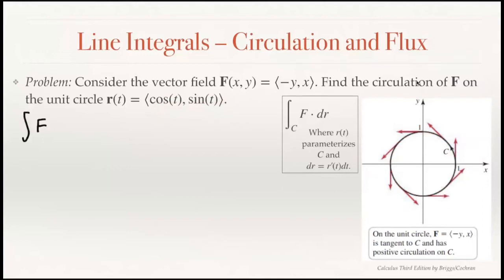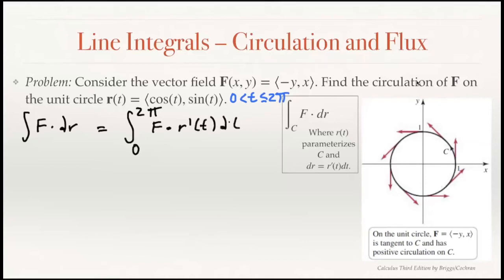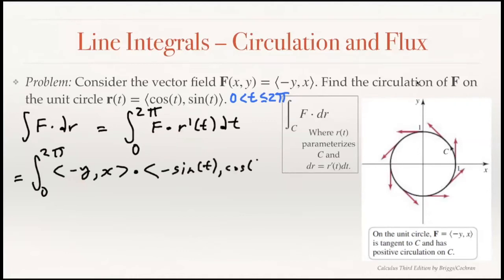Okay, so we want F dot dr, and with our parameterization, what are the bounds on t here for one complete revolution? Well, t is between 0 and 2π. So we should have the integral from 0 to 2π of F dot dr. We replace that with r'(t) dt. F is (-y, x). r' is (-sin t, cos t). And then we have our dt.